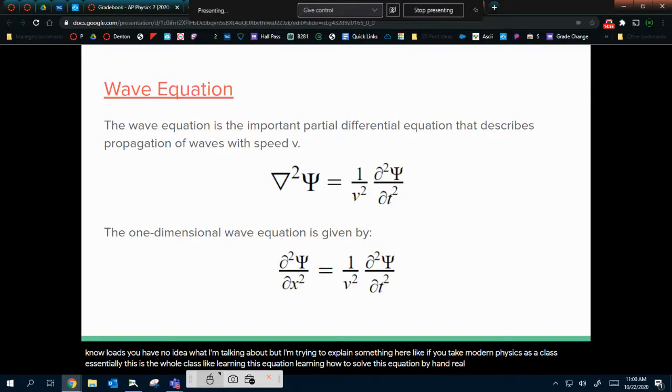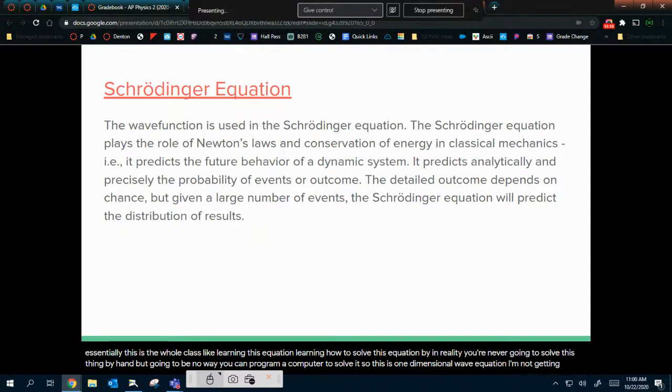Now, in reality, you're never going to solve this thing by hand, but if you can't solve it by hand, there's going to be no way you can program a computer to solve it. So this is the one-dimensional wave equation. I'm not getting any further into that. The wave function is used inside of our Schrodinger equation.